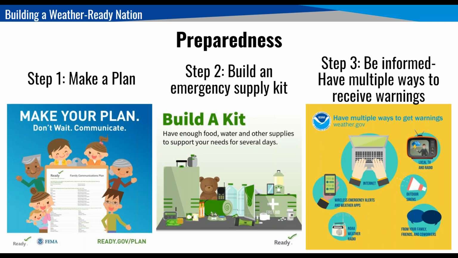For example, the outdoor sirens, those are meant to be heard outside. And there are some areas that are very restricted to actually hearing outdoor sirens. Other ways to receive warnings include local TV and radio, NOAA weather radio, various sources on the internet. And then another way to directly bring a warning to your phone is through the wireless emergency alerts, WEA.